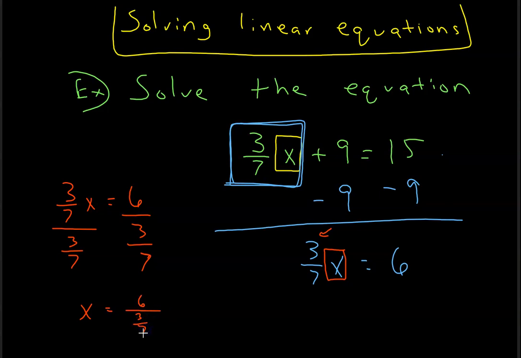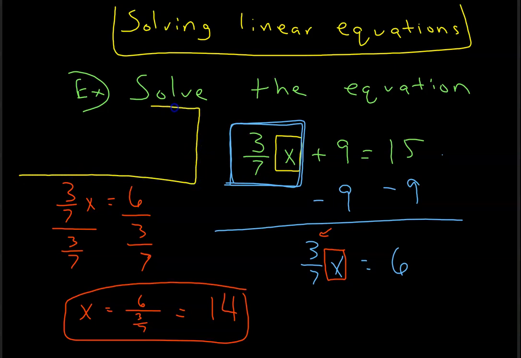If you plug that into your calculator, you get this. Should be 14. So apparently, our answer, our solution, is 14. Let's check that out to make sure it's true. So given that original statement, I'll put it here in this little box. 3 over 7 x plus 9 equals 15. If I plug in 14 right here for x, let's see what it becomes.